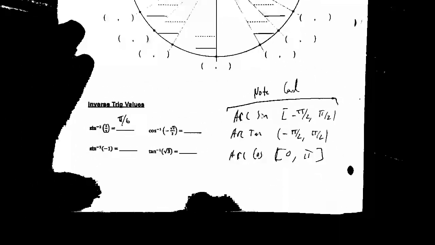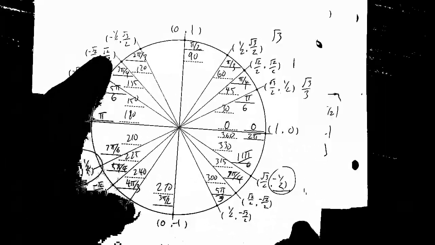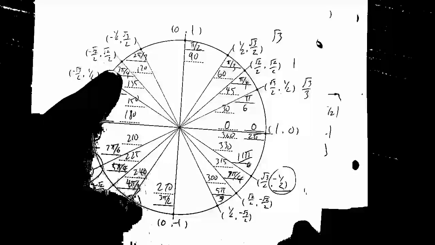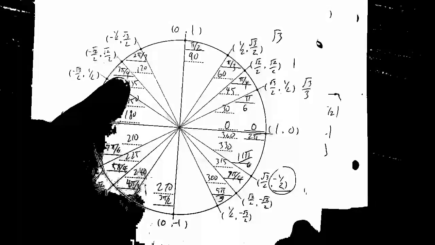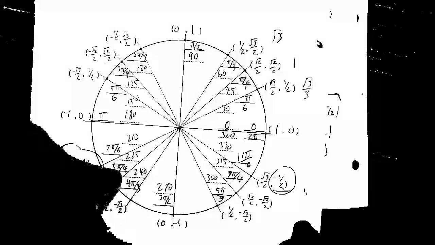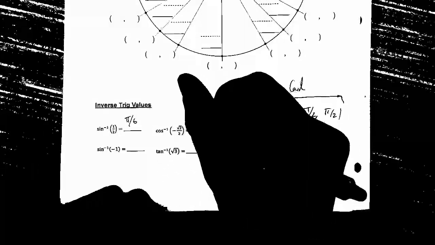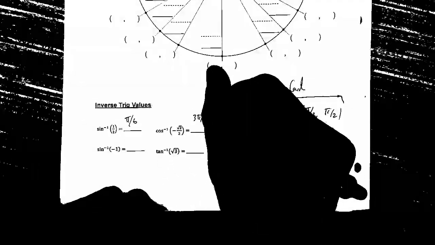Inverse cosine negative root 2 over 2. Well, okay, where is cosine negative root 2 over 2? It's right here at 3 pi over 4, right? It's also here at 5 pi over 4, but we're not going to count that because that's outside of our range. We're only going to count the 3 pi over 4. So this would be 3 pi over 4.